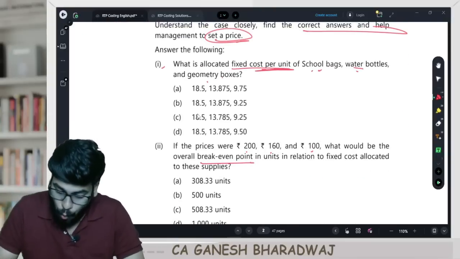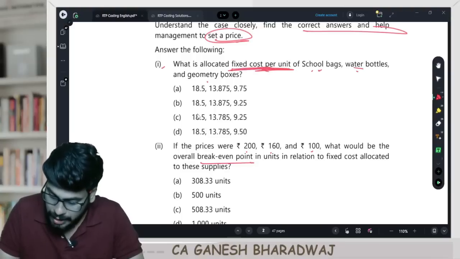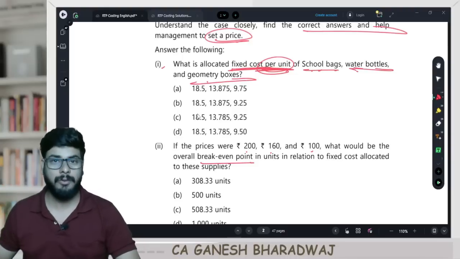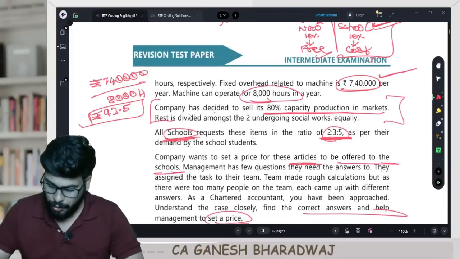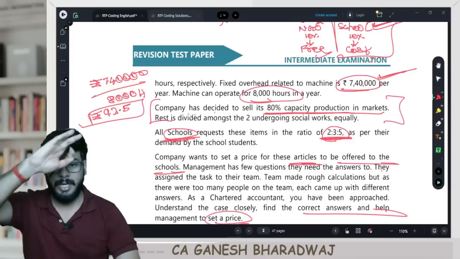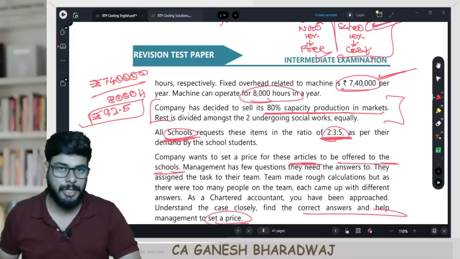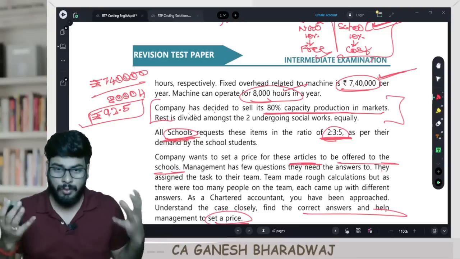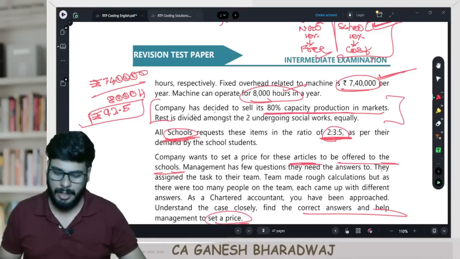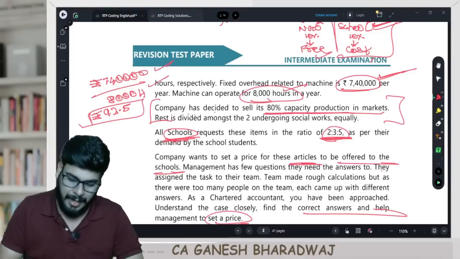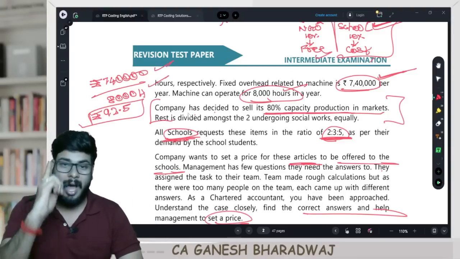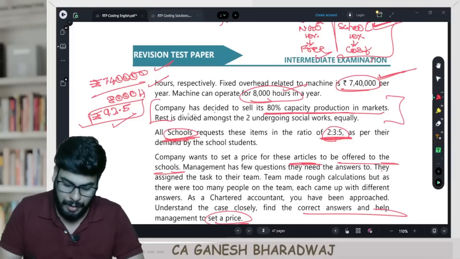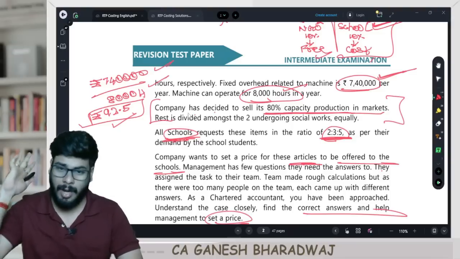First, what is the allocated fixed cost per unit of school bags, water bottle and geometry boxes? We can easily find out, right? How will you do that? We know that 7,40,000 rupees is the total fixed cost incurred for this machine, right? And this machine runs for 8,000 hours in total, right? I use this machine for manufacturing all the three products only, right? So 7,40,000 divided by 8,000, how much is that per machine hour? So I am actually incurring a fixed overhead cost of 92.50. Are you clear with this?